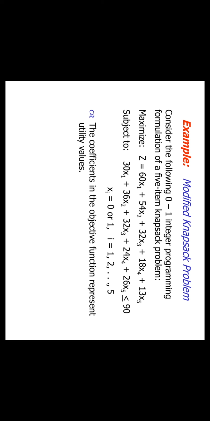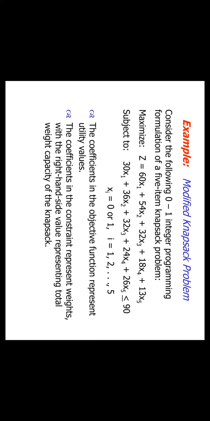Okay? And if you decide to place a particular item inside your knapsack, then the variable representing that item gets a value of 1. Whereas if you decide not to place the item inside your knapsack, then the variable representing that item gets a value of 0. So this is a 0-1 integer programming formulation, or a yes or no scenario. So you have here your objective function equation, which is to maximize the value that you place inside your knapsack, the coefficients of which represent utility values, or the level of importance that you give to each of those items. And then the coefficients in the constraint represent weights, with the right-hand side value representing the total weight capacity of the knapsack. So if you would add the coefficients of your variables in the constraint, definitely that would exceed the right-hand side constant, which is the maximum capacity of your knapsack, which is only 90 pounds.